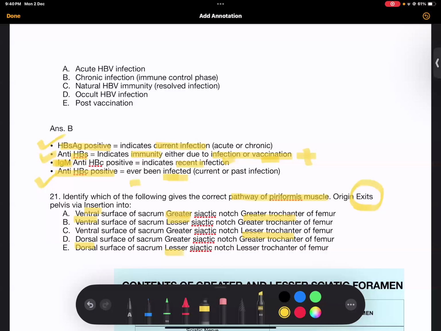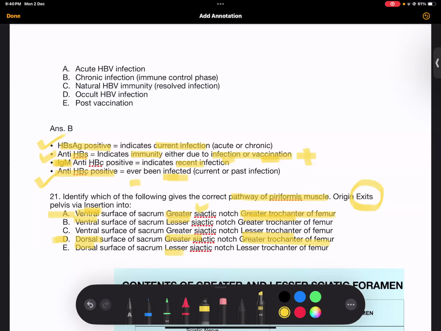In the piriformis muscle, you are saying that option D is correct. So, yes, A. So basically, what is the difference between A and D? One is saying A and one is saying D. Okay. Option A shows the ventral surface of sacrum, greater sciatic foramen notch, and greater trochanter of femur. Option D shows the dorsal surface, greater sciatic notch, greater trochanter. So the only difference is between ventral and dorsal surface.